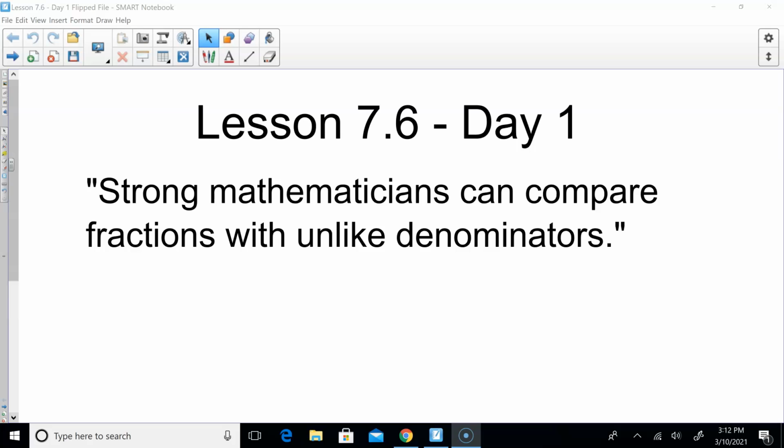Welcome, class, to Lesson 7-6, Day 1. Today, strong mathematicians can compare fractions with unlike denominators. You can take out your notebook, your pencil, write down today's date and the name of the lesson, and let's begin.